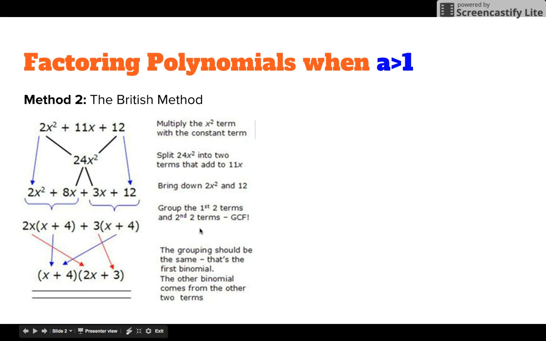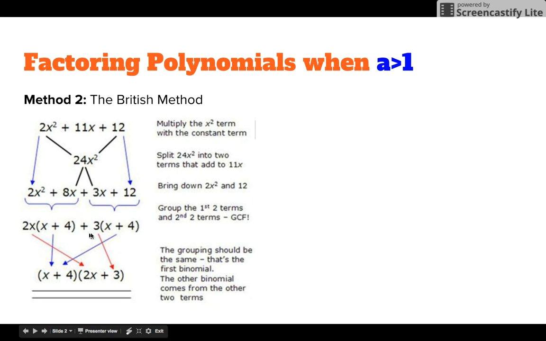Sometimes this is also called factor by grouping because we are taking out the greatest common factor. So in 2x squared plus 8x, our greatest common factor is 2x. And when we divide both of these terms by 2x, we end up with x plus 4. In the second two terms, we have 3x plus 12. The greatest common factor here would be 3. When we take that out and divide by 3 in each of these terms, we're left with x plus 4.